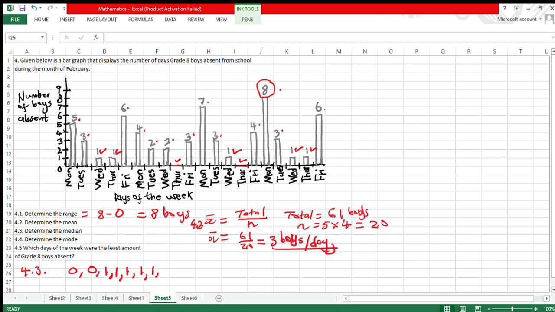So now the next number is a 2. Remember, we're arranging our data from the lowest number to the highest number. The next number is a 2, and there are 2 of them: 2, 2. I think that's it for the 2s. And then the next number is a 3.